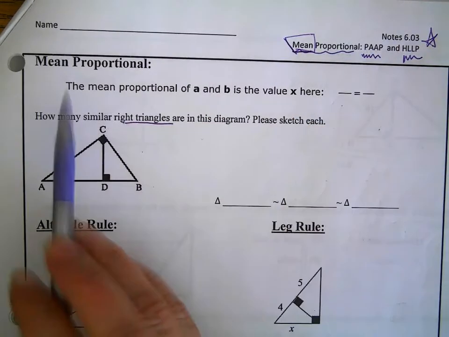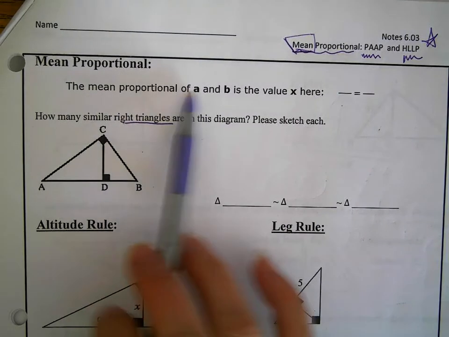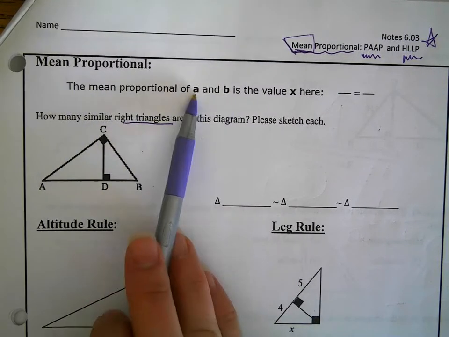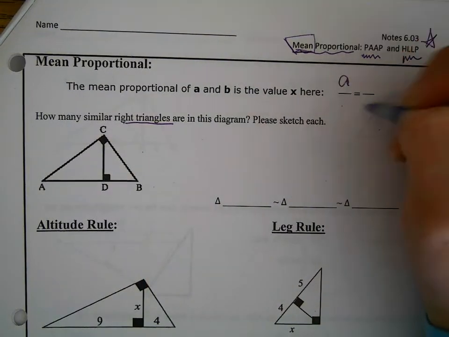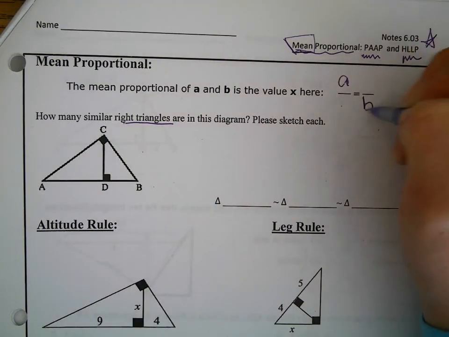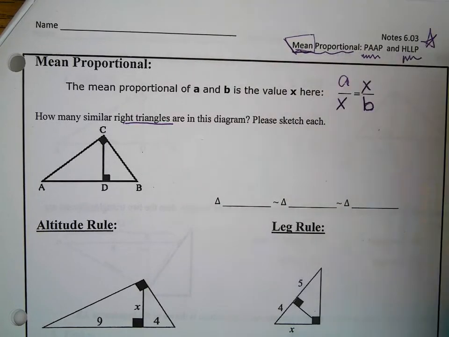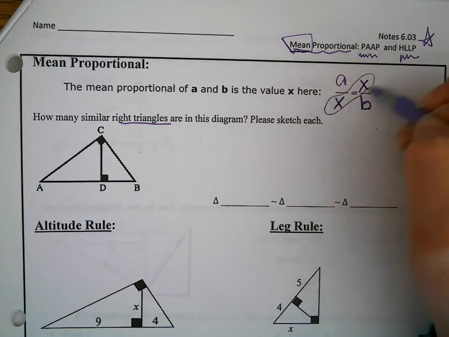Okay? So a mean proportional, we're going to get started by talking about two different variables, A or B, two different values. The mean proportional of A and B is the value x here, where A compared to B is going to be a numerator to the opposite denominator, and x and x are our other pieces here and here, which are always going to repeat.